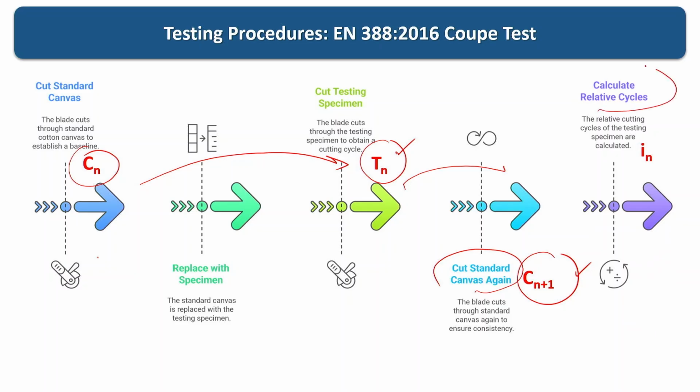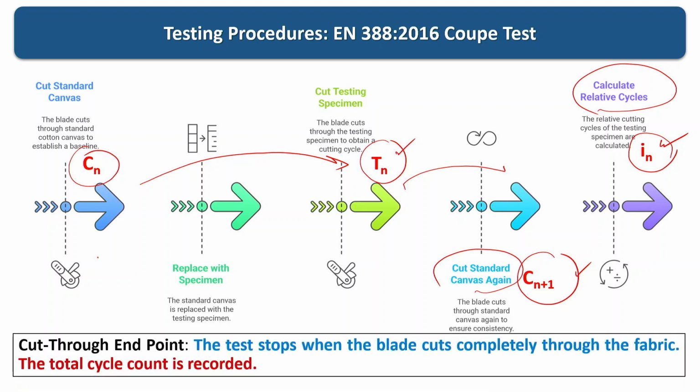Then we calculate the relative cycles. The relative cutting cycle of the test specimen is then calculated, which is In. That is the result. Now, let us see the calculation. The cut through end point: the test stops when the blade cuts completely through the fabric, and then immediately the machine will stop and the circuit is completed. The total cycle is counted and recorded, so the total number of cycles before the blade cuts through the fabric is recorded.